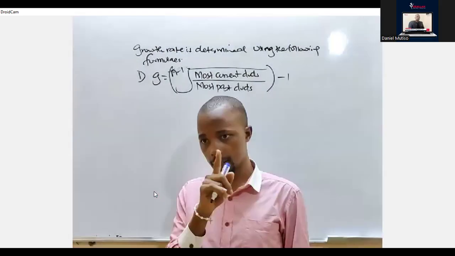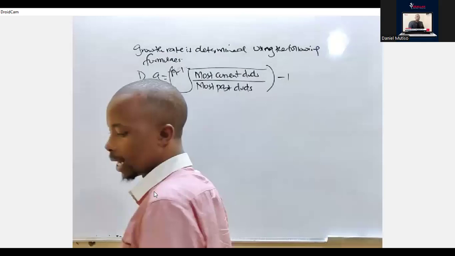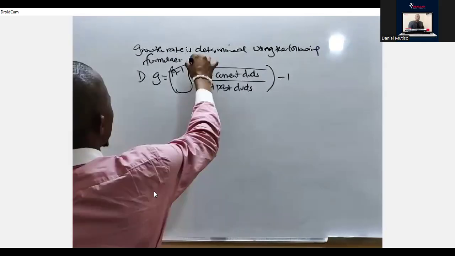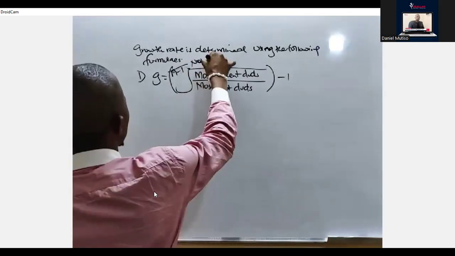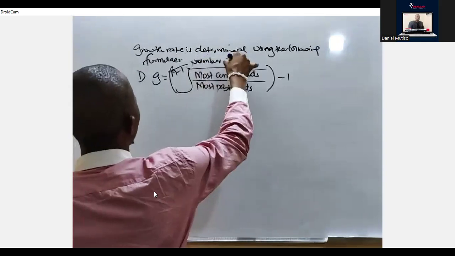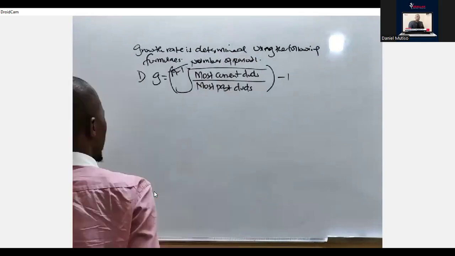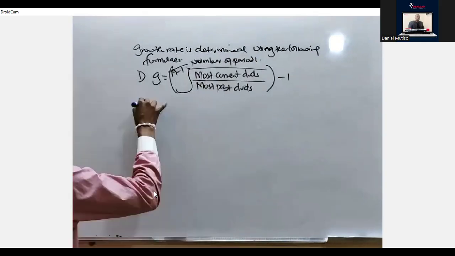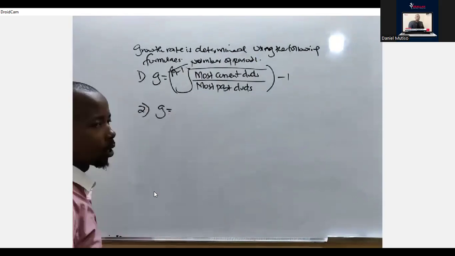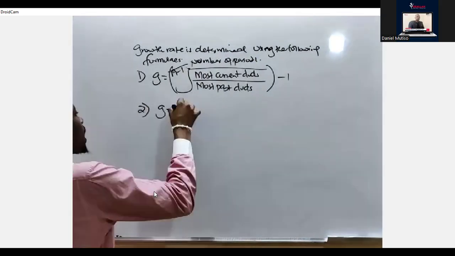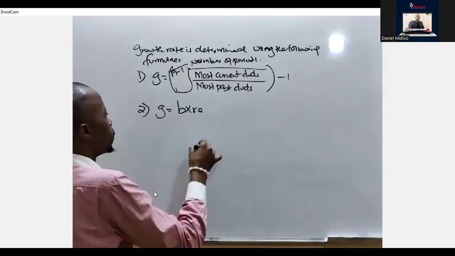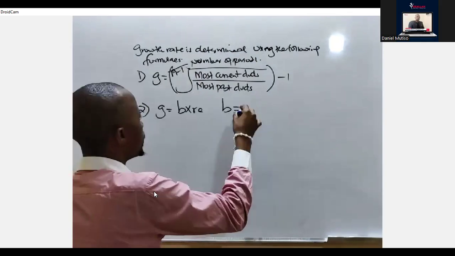When you look at these, there's a number of periods. It might be 8 years, 4 years. It depends on the setup of the question. Number two, to get our growth rate, we normally take our B times RE. What is our B? Our B is the retention ratio.